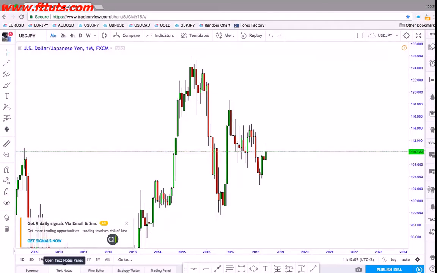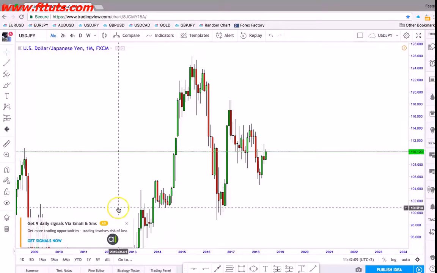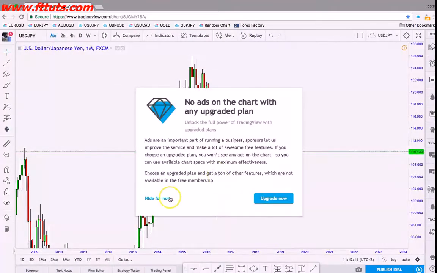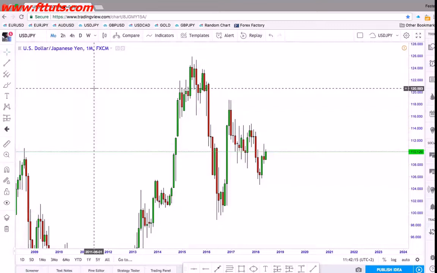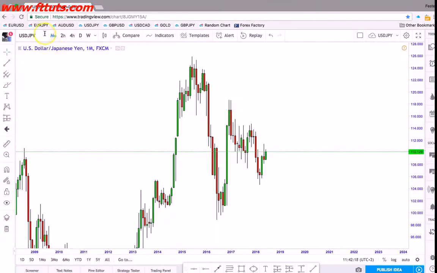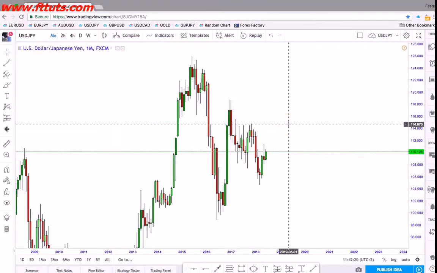So here we go. As you can see, I'm on the monthly time frame. Please take note, top left, monthly time frame. Do not do your monthly key levels on the daily time frame. It's a common mistake. Make sure you're on the monthly time frame. The first thing we want to do is look for a monthly key level, right?